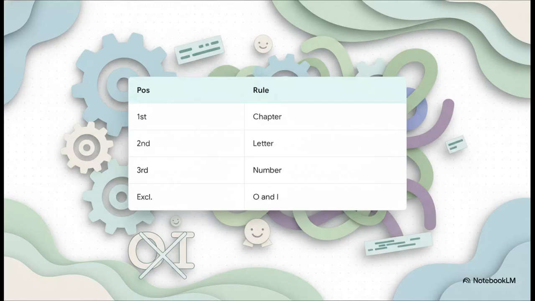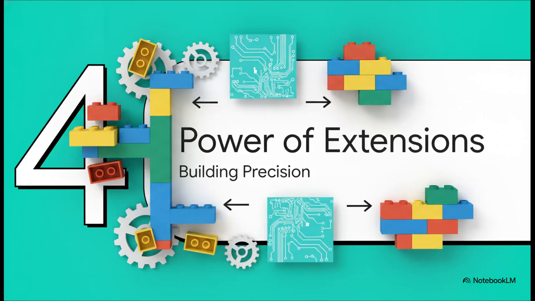I absolutely love this part. There are these uniquely human quirks built right into the strict structural rules of the codes. For instance, the first character corresponds to the chapter, and the second character must be a letter just to differentiate it from ICD-10. But look at the rule for the third character. It requires a number simply to prevent the accidental creation of potentially offensive words. And of course, the letters O and I are entirely excluded from the whole system, so human coders don't confuse them with the numbers 0 and 1. So smart, right? Which brings us to Section 4, the power of extensions and building clinical precision.